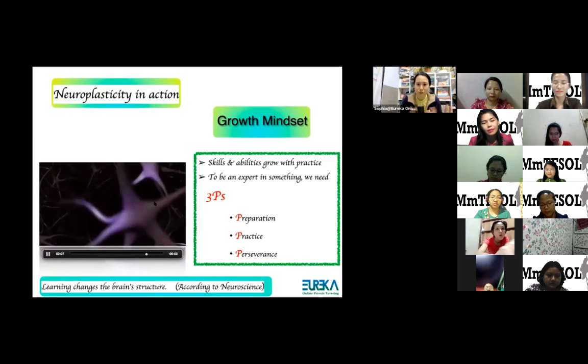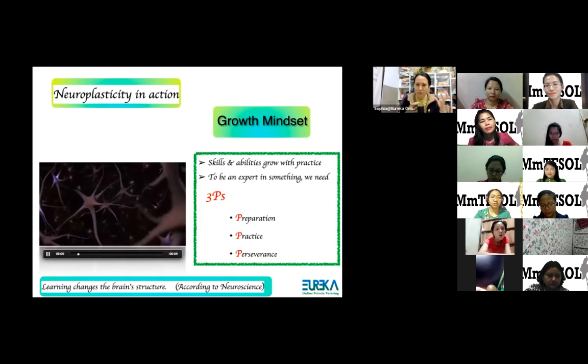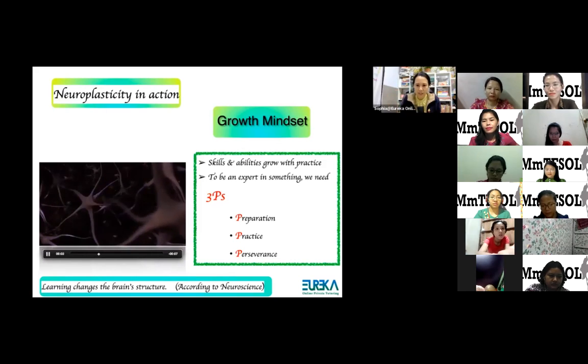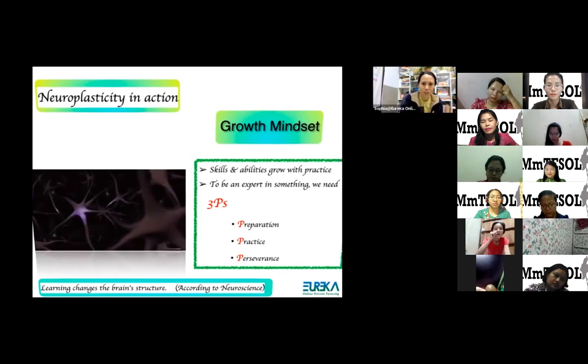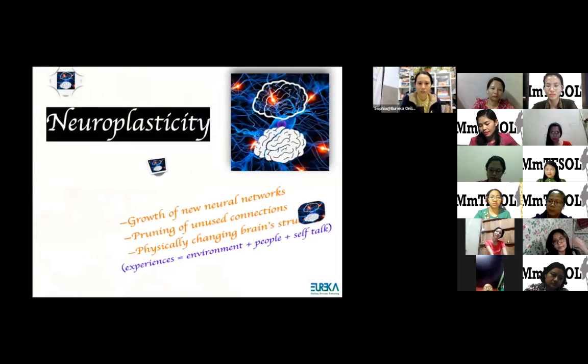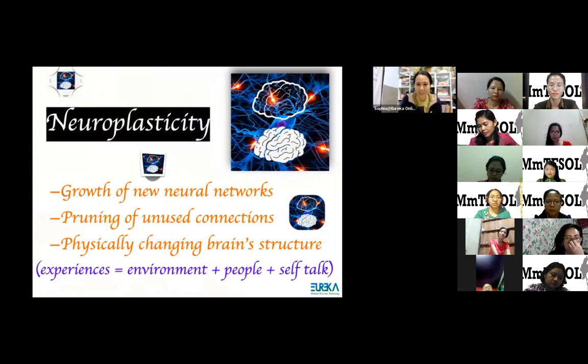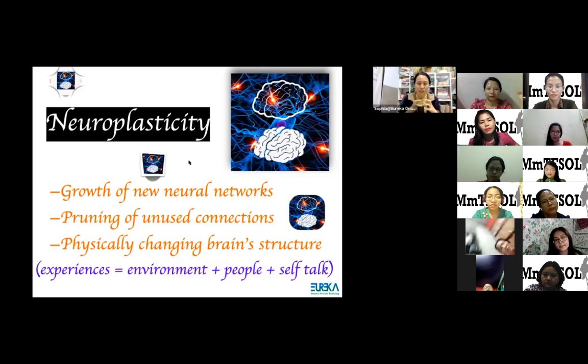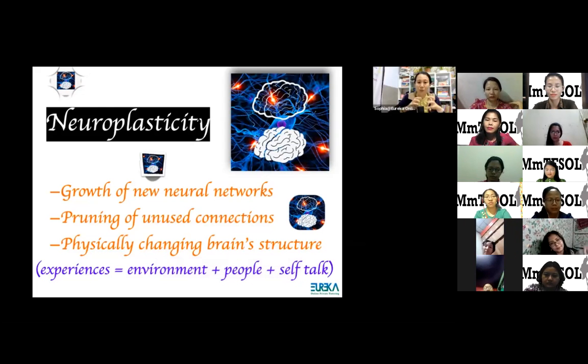So according to neuroscience, they say that learning changes our brain structure. So how does it change? Okay, let's see. It changes like this. So what is neuroplasticity? Let me tell you that. Whenever we learn something in our brain, all of the neurons start making connections to form a neural network. That is called a neural network.